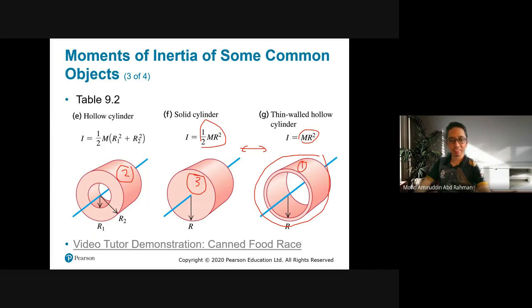Okay, this guy again. This experiment, I have two food cans. Give me a while.